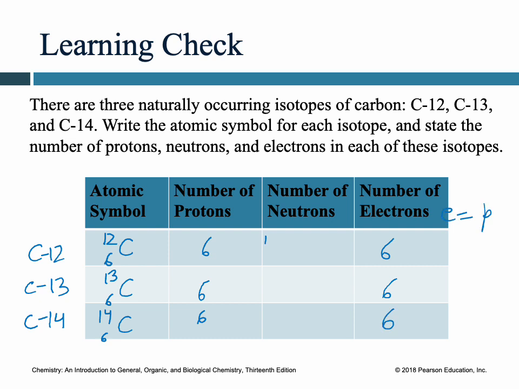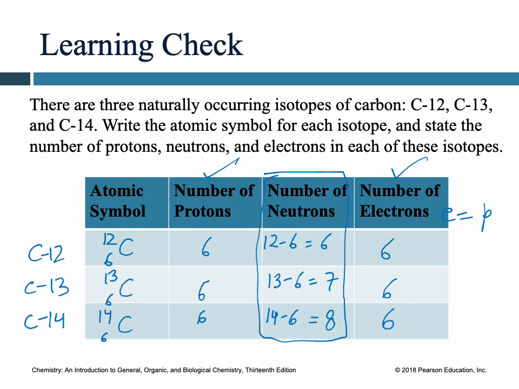And neutrons will be 12 minus 6, which is 6. 13 minus 6, which is 7. And for this, 14 minus 6, which is 8. So in all of these cases, protons are the same, electrons are the same. The only thing that is different is the number of neutrons, and those are called isotopes.